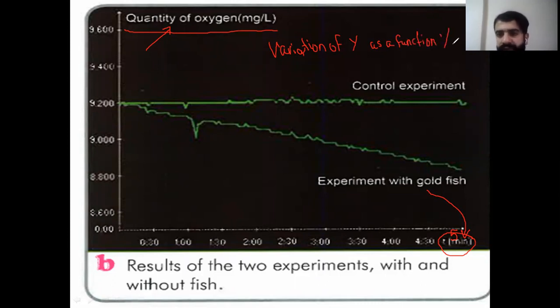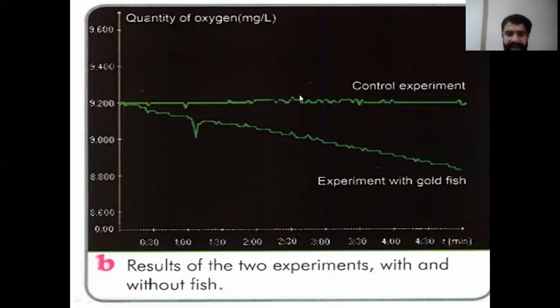Sure, in the exam, you don't have to write x and y. Y, you have to replace by the quantity of oxygen in milligram per liter. And x on the x-axis is going to be what? The time in minutes. This is the title. So it's the variation of the quantity of oxygen in milligram per liter as a function of time in minutes. This is the title of the graph.